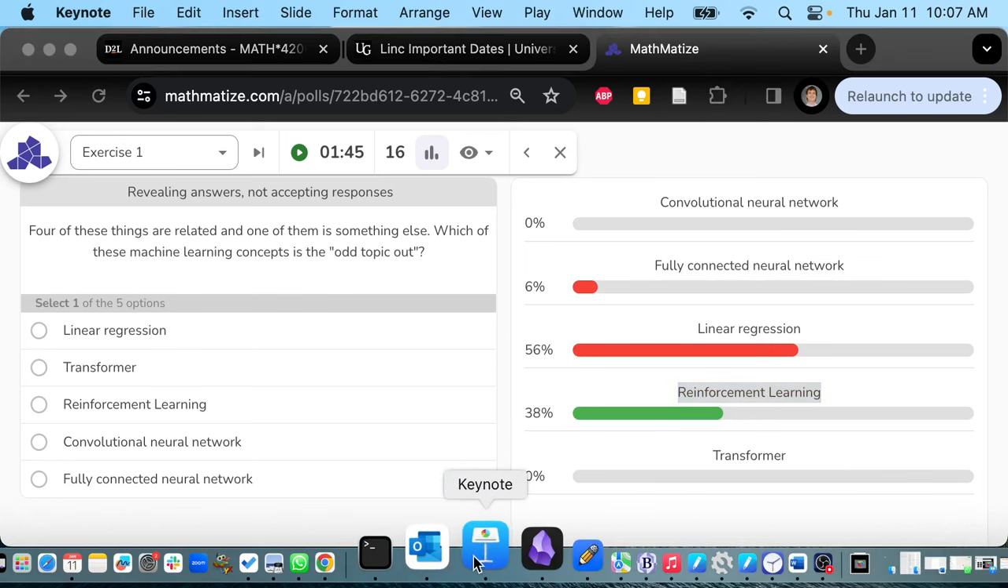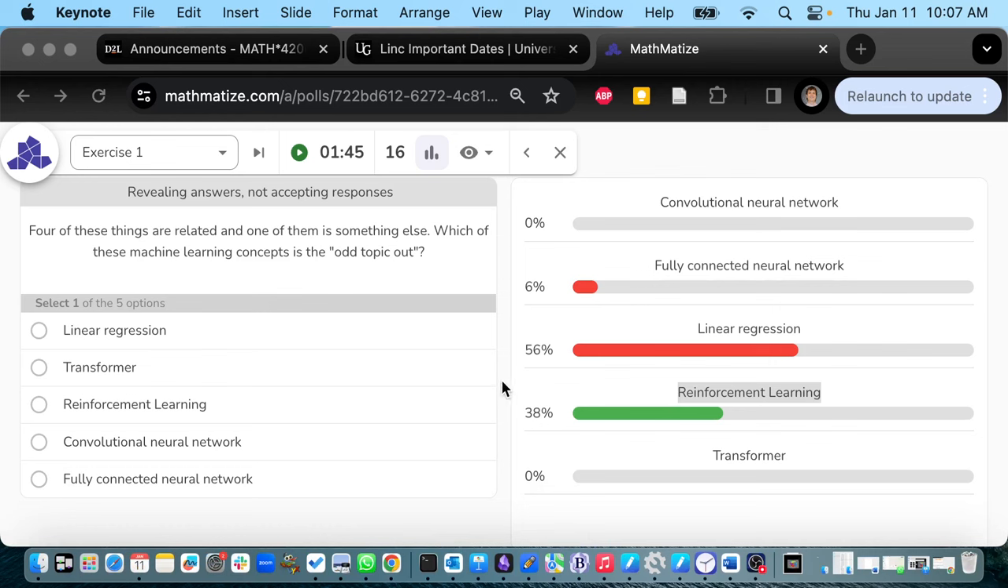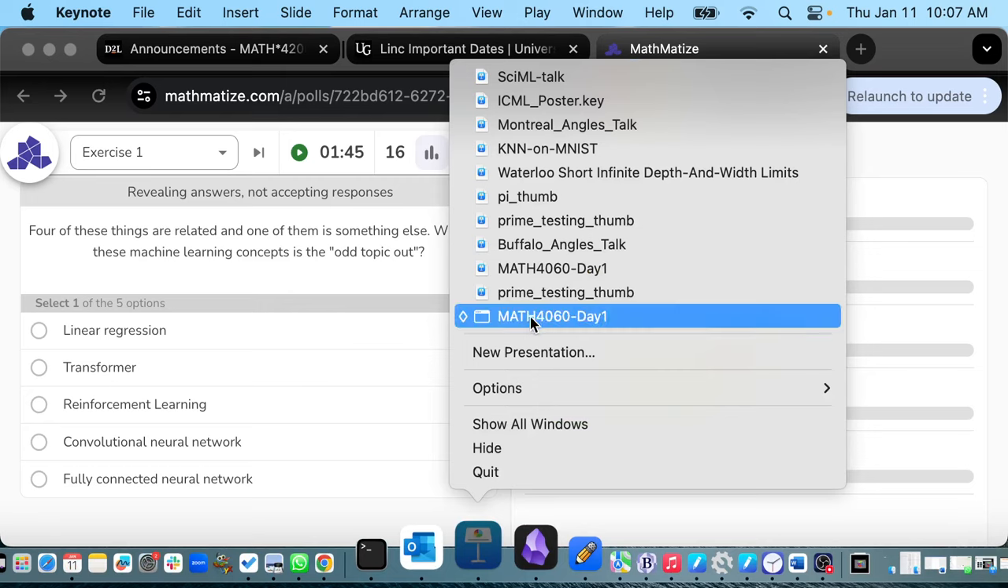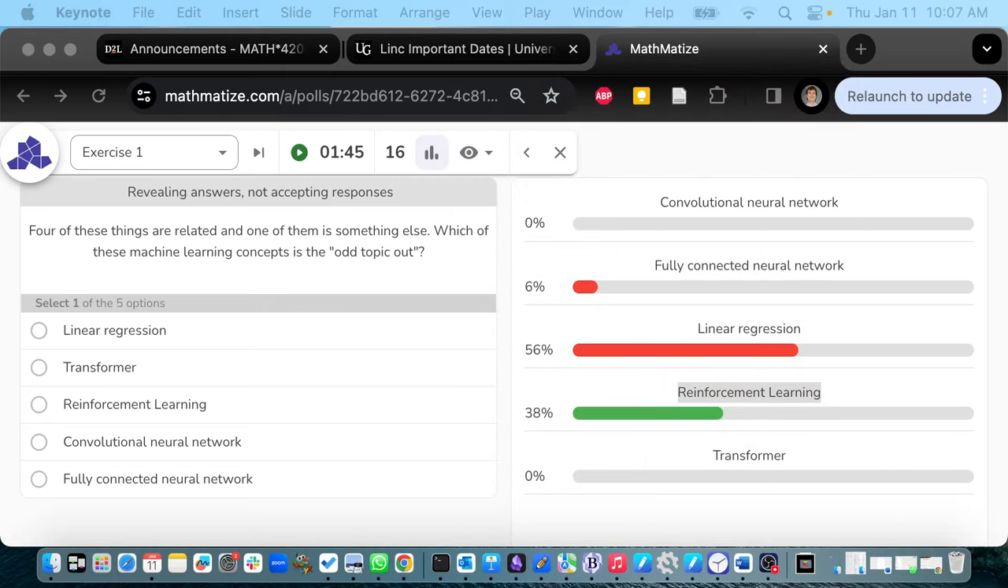Let's see if I can get the chart to work. Oh no, it is not opening. Okay, let's try to open it. Ah, okay, here we go.